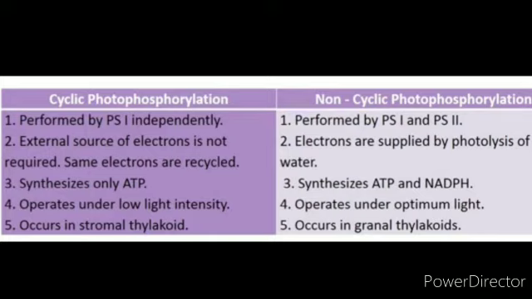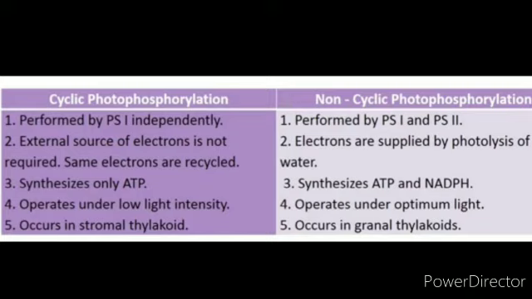Now we'll see what the differences are between cyclic and non-cyclic photophosphorylation. Cyclic photophosphorylation: it is performed by PS1 independently. An external source of electrons is not required. The same electrons are recycled. It synthesizes only ATP. It operates under low light intensity and occurs in stromal thylakoids. Non-cyclic photophosphorylation is performed by PS1 and PS2. Electrons are supplied by photolysis of water. It synthesizes ATP and NADPH. It operates under optimum light and occurs in granule thylakoids.